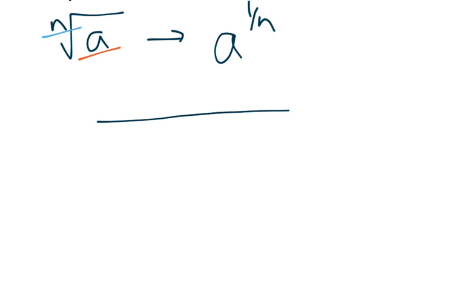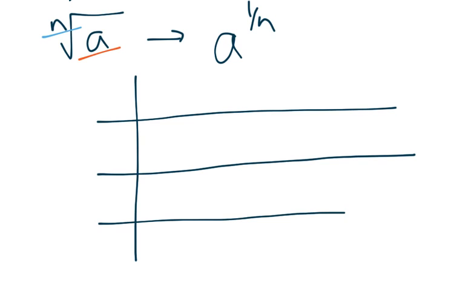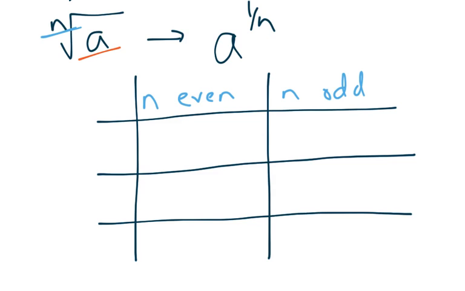So I'm going to draw a table here. It's going to have 3 rows and 2 main columns. It depends on your index, so n is even or n is odd. And I also said it depends on the number underneath. So it could be less than 0, meaning negative, equal to 0, or greater than 0. So we've got 6 possible outcomes, 6 possible answers here.